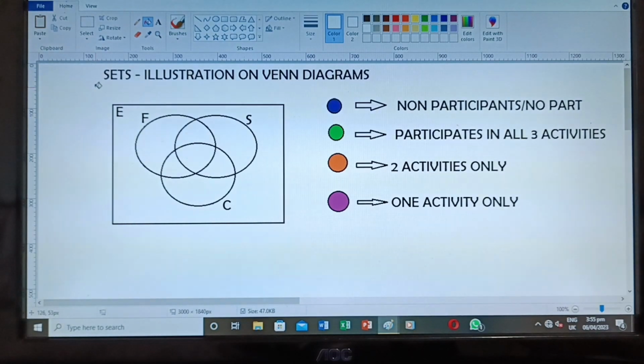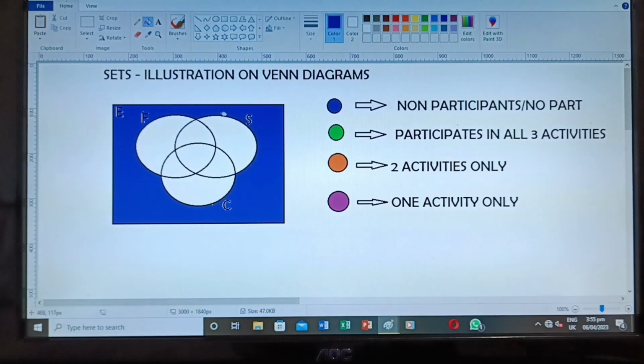We are looking at sets, illustration on Venn diagrams, and I want us to first talk about the Venn diagram and its regions. So we need to know which regions represent what. The first region that we are going to look at is the region outside here, inside the universal set but outside the three sets inside. This region represents non-participants.